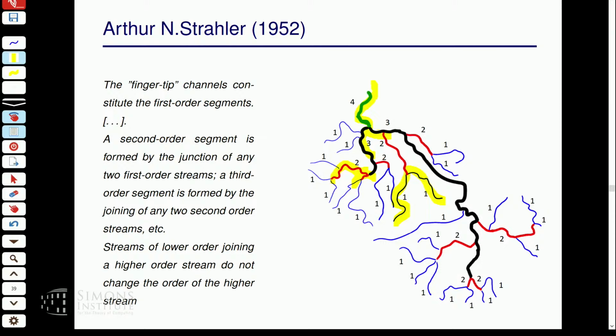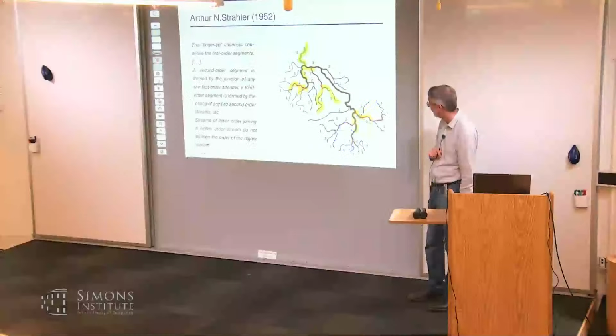Wait a second, because the max of the 2 plus 1, no. Because here, if you have a stream of order 3 which is joined by a stream of order 2, then the result is order 3. You do not change the order. OK?